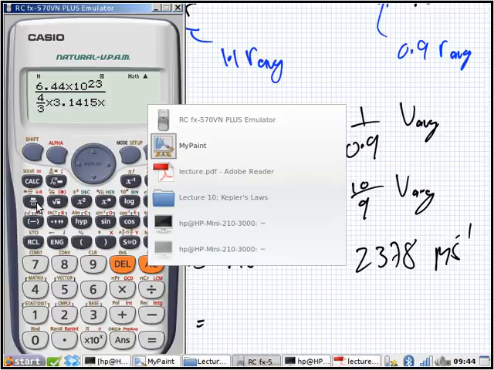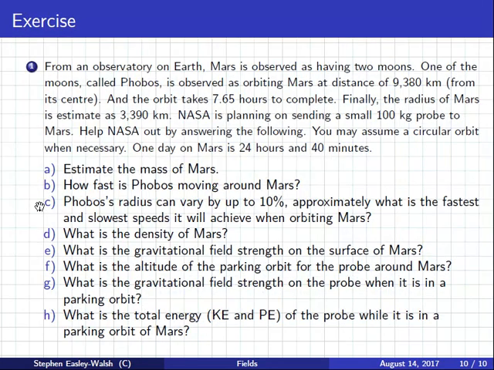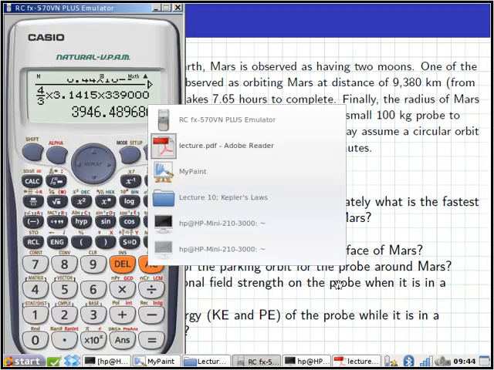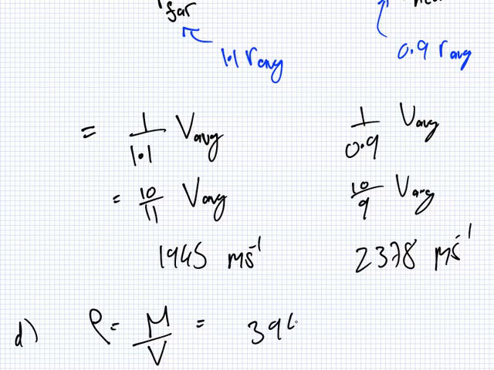And in the question I would have told you 3390 cubed. So 3946 kilograms per meter cubed. So it's about four times denser than water. Should make sense. It's a rock after all.